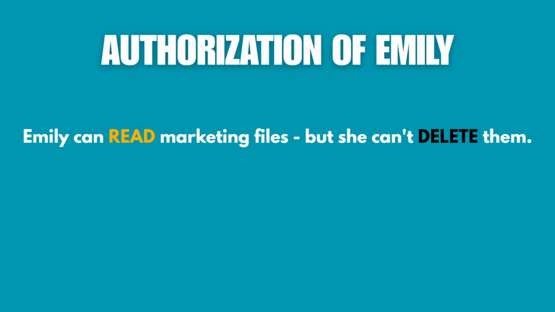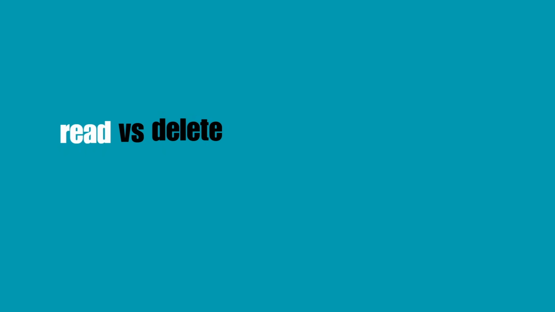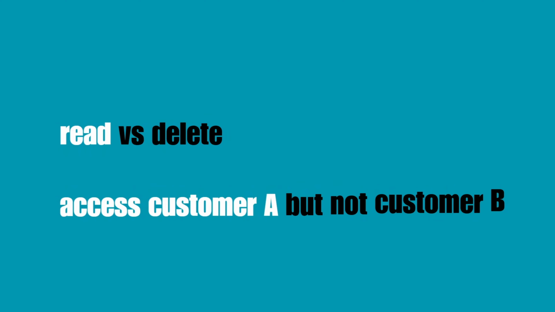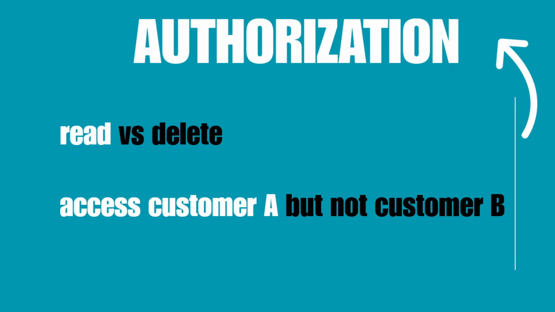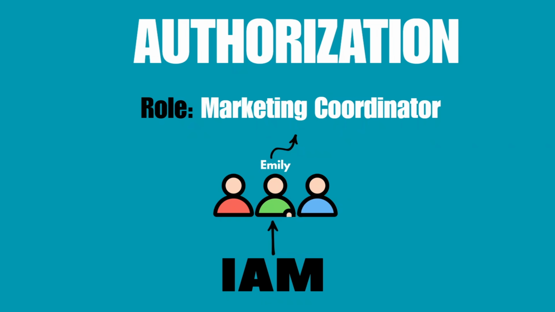In this example, Emily can read marketing files, but she can't delete them. Emily can access the customer database, but only for her assigned customer, not others. All these actions or decisions, read versus delete, access customer A but not customer B, is the work of the authorization process. In this particular example, the IAM system will assign a role called marketing coordinator to do her daily job.